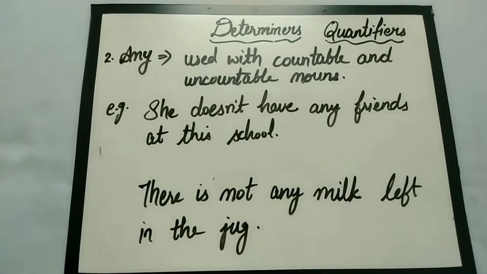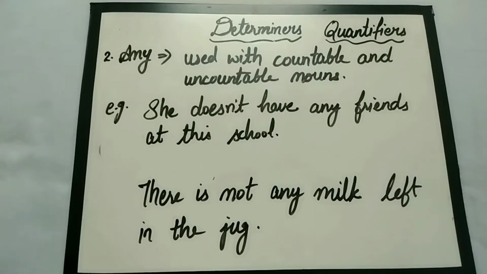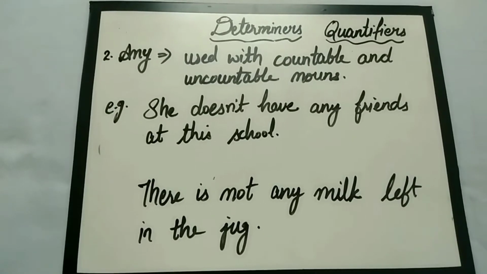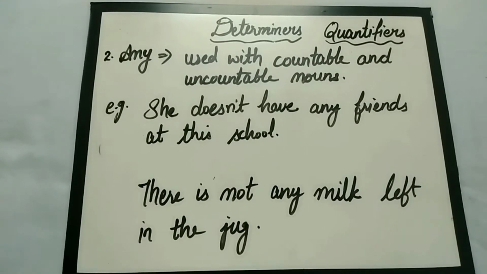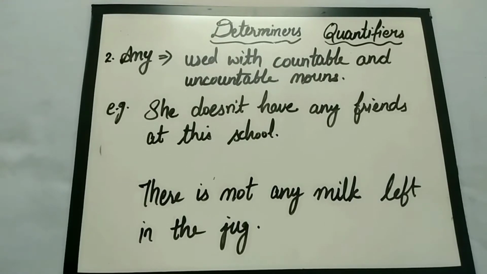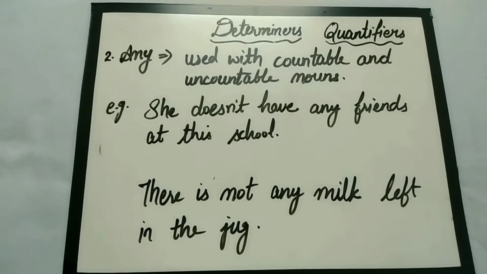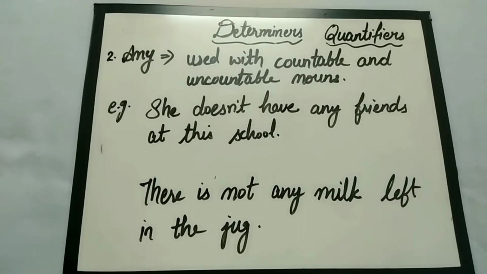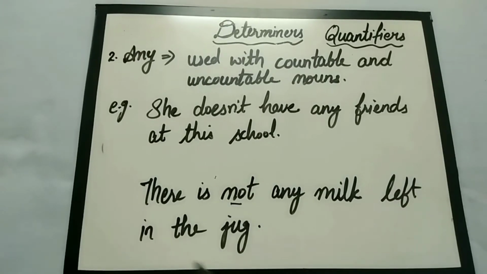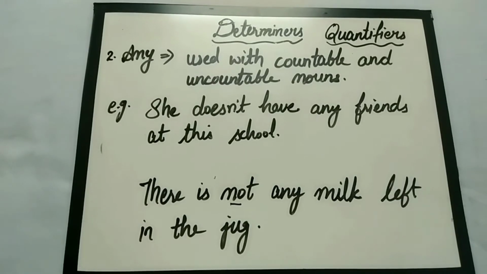So here is our next quantifier, any, which is also used with countable and uncountable nouns, but it has some different uses. It is not used in a positive manner, but it is used in negative sentences, and it is used to ask questions. In negative sentences we use the word not. Let's look at these examples.